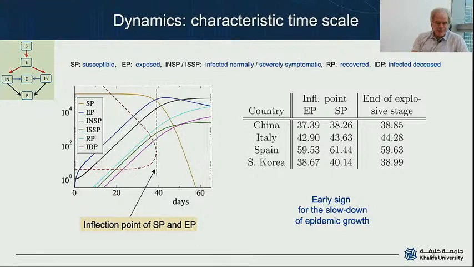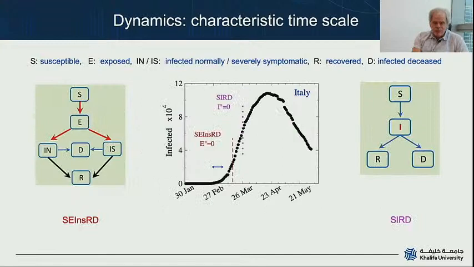Now, of course, this is the result of the particular model we used. If we use a different model, for example, the simple model here on the right, in the context of this model, the end of the explosive regime coincides with the inflection point of the infected population. And this is another indication of the end of the epidemic growth. Now, if you look at the figure in the middle, these are the data from Italy, and the vertical lines are the two inflection points produced by the model on the left and the model on the right. And at least for the model on the right, for which we have the data, we can really see that the predicted inflection point is very much at the point one would expect.